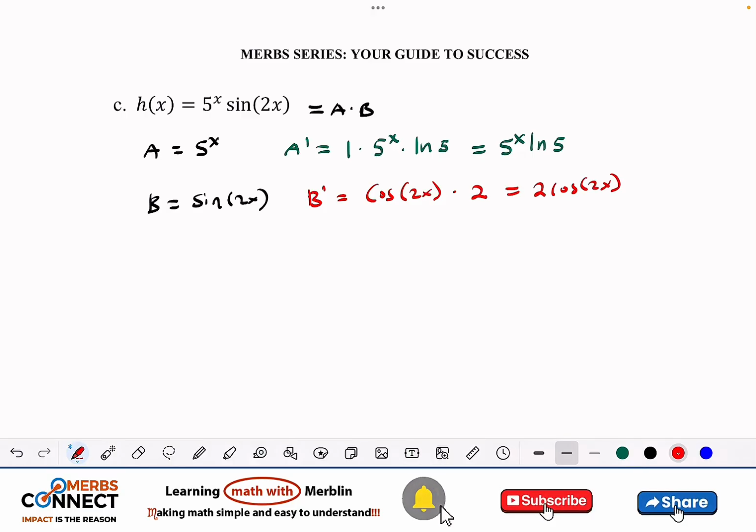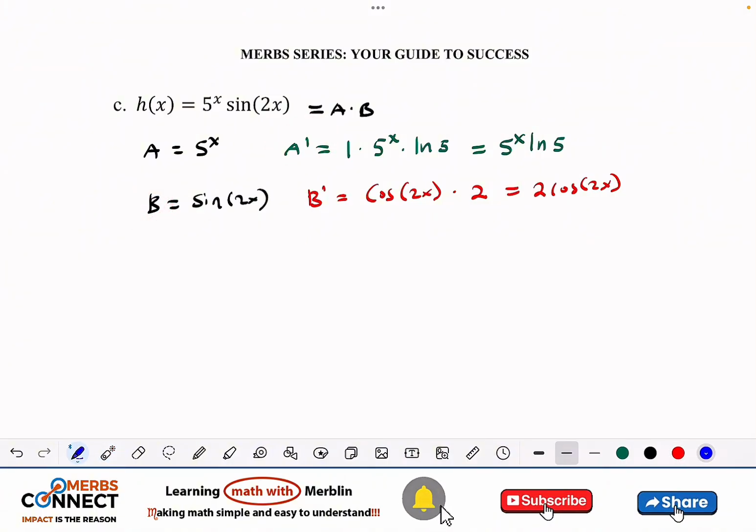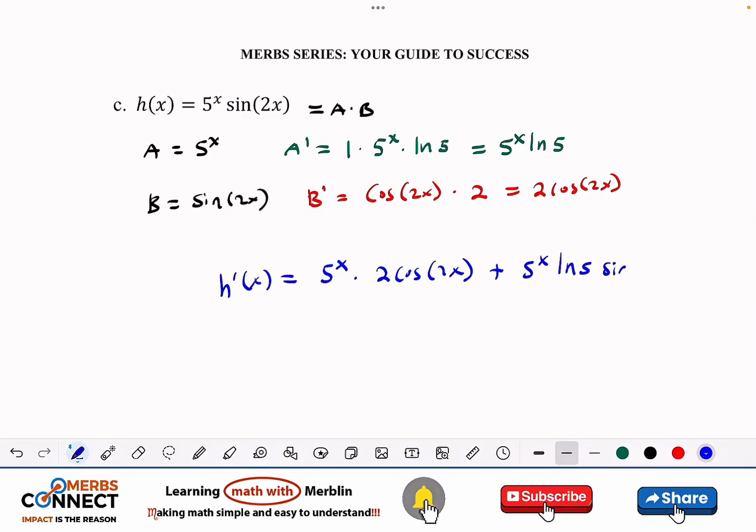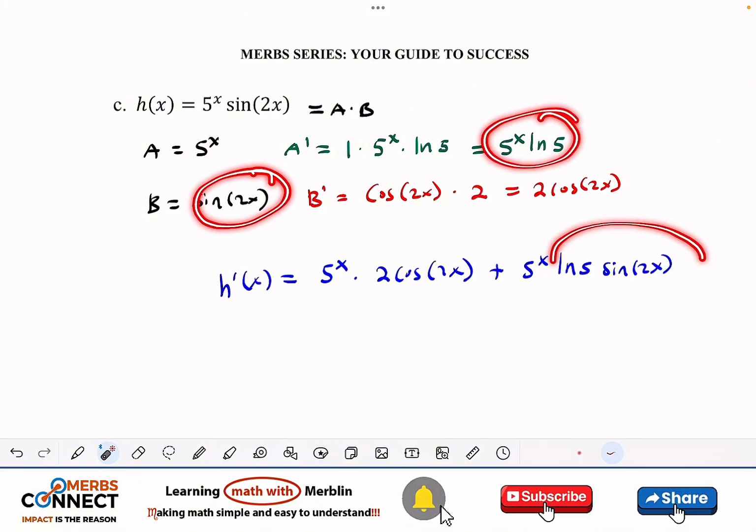So now that we have a prime, b prime, we use the idea of the product rule to solve this. So a times b prime and then b times a prime. So finally, we can write our h prime of x to be equal to 5^x times 2 cos 2x plus 5^x ln 5 sin 2x. So what did I do? It's just this multiplied by this, and then this multiplied by that, and this is what you're going to get.